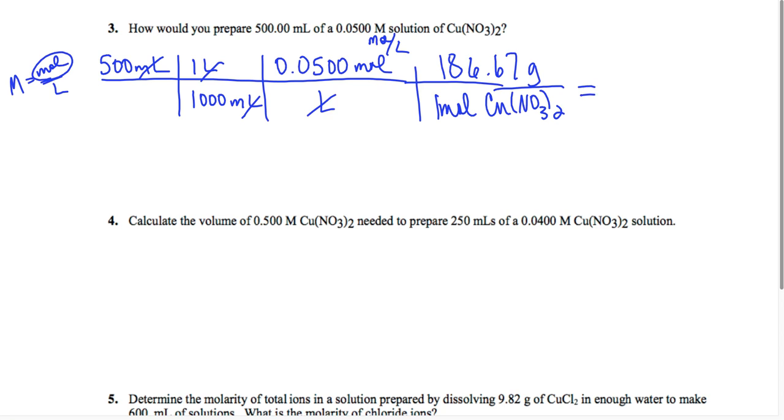186.67 grams. All right, so I took my milliliters and my molarity to find moles. That was the first 3 blocks. And then moles to grams is my last block. And so to make up this solution, I would need 0.469 grams of copper 2 nitrate.